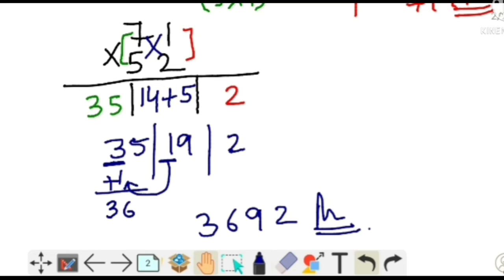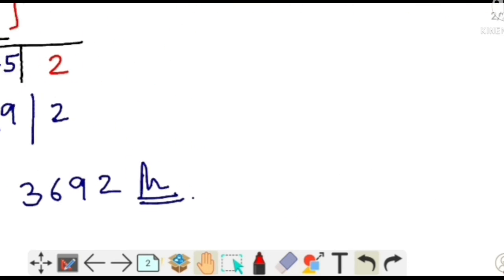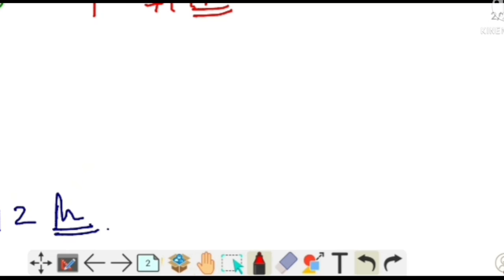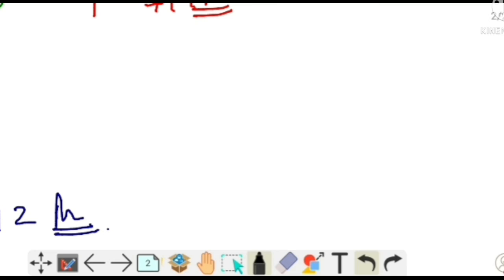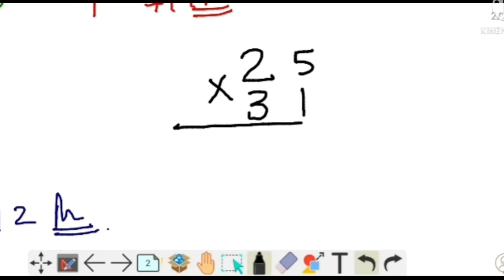Now I will give you the third question. You have to do it by yourself. You can copy the question and pause the video, do it by yourself, and in the meantime I'll solve it for you, then we'll check the answer. Our next question is 25 into 31. Now pause the video and solve it by yourself. After that we'll check the answer.